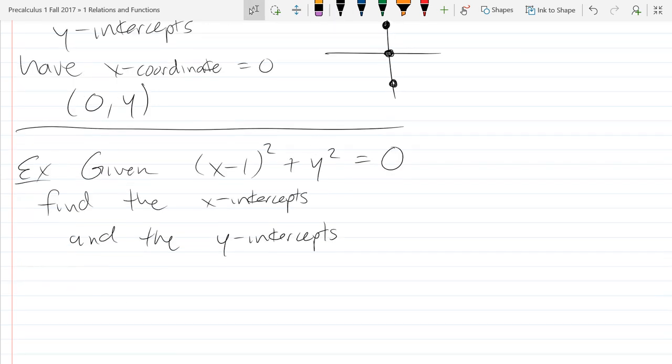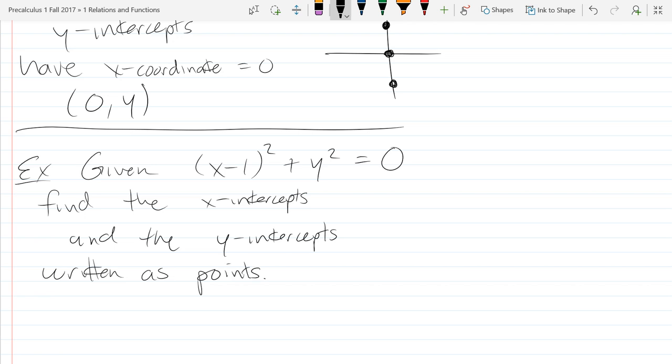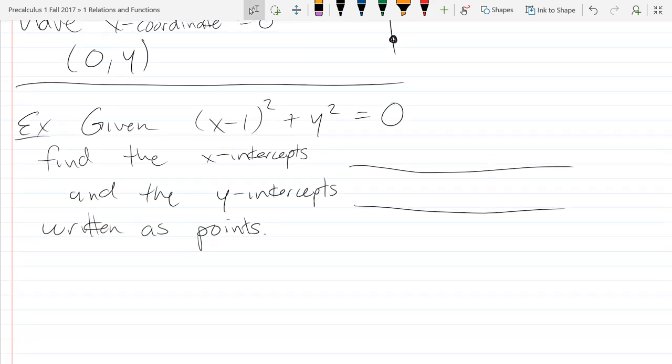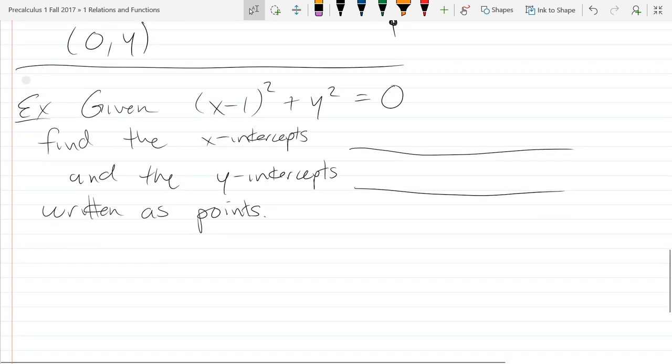And I want to write these as points. So we'll come back and write our answers in those blanks. All right, let's go for x-intercepts first.